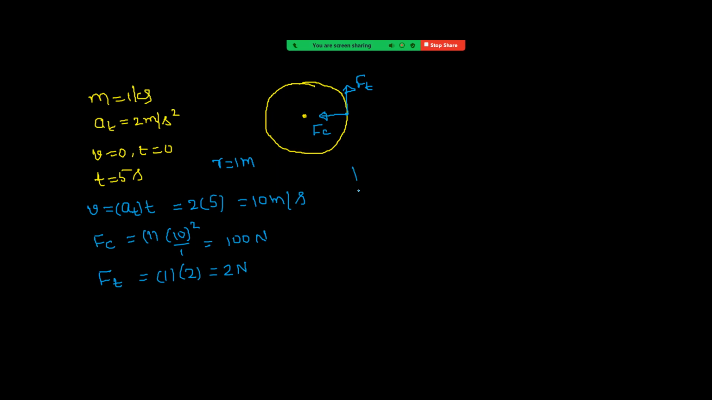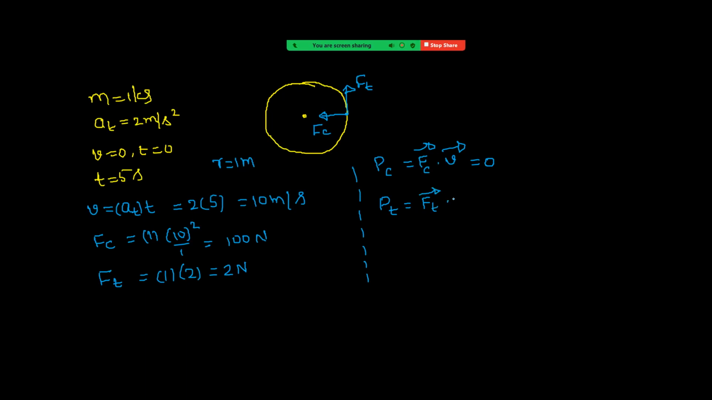So now calculate power delivered by centripetal force. F bar dot V bar. See carefully here. Between centripetal force and velocity vector, angle is always 90. So no power is delivered by centripetal force. It is 0.